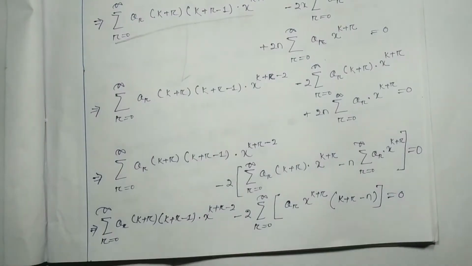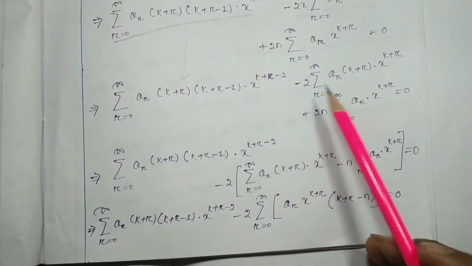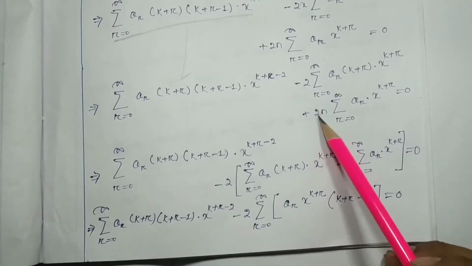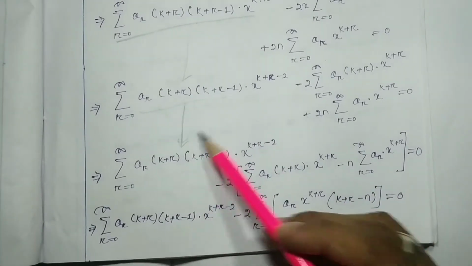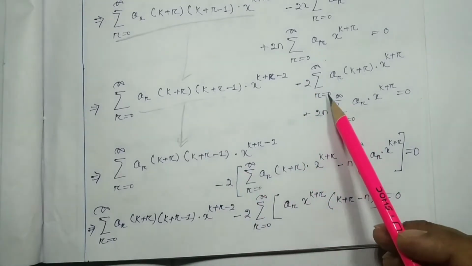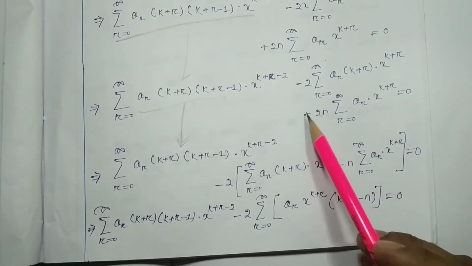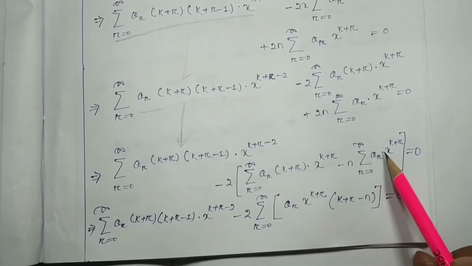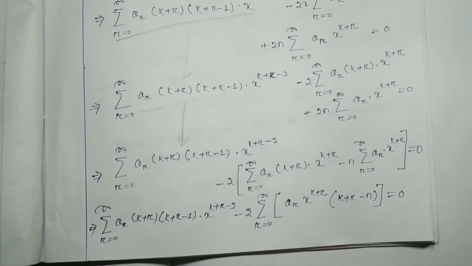Then here, in the second term 2 and in the third term 2 is there, so we can take 2 as common. The first term we write again as usual. Then minus 2 is taken as common, in the bracket: summation over r equal to 0 to infinity of a_r (k plus r) x to the power k plus r, here plus will become minus n times summation over r equal to 0 to infinity of a_r x to the power k plus r, bracket closed, equal to 0.